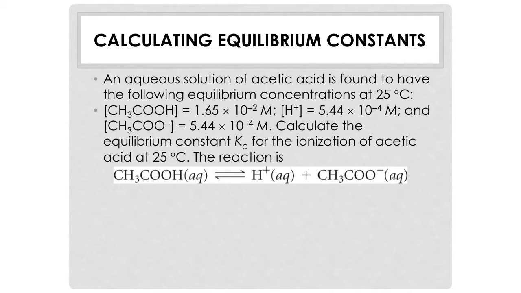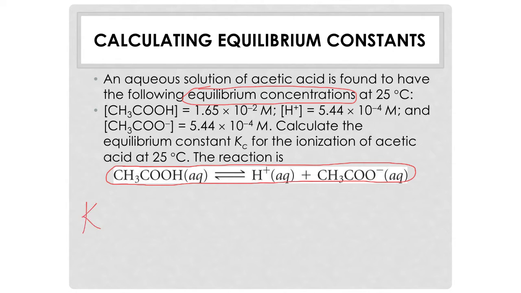Hello, in today's video, we are going to be calculating the equilibrium constant from given concentrations. In our first example, we have acetic acid, and the equation shows us its ionization. It ionizes to make the hydrogen ion and the acetate ion, and then they give us the concentrations at equilibrium. It's important that we know that these are at equilibrium. Therefore, we will be able to plug these concentrations directly into the K expression.